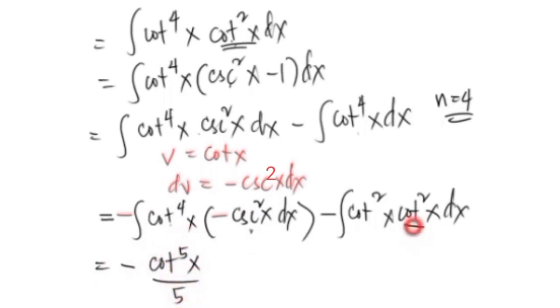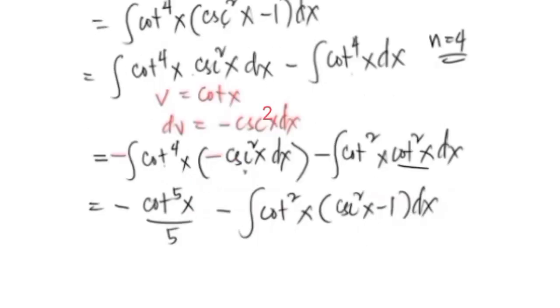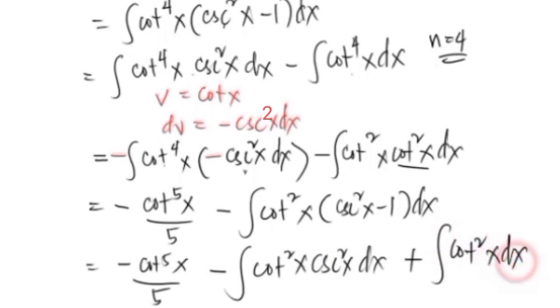Then for this, we express this cotangent in terms of cosecant. So we would have negative integral of cotangent squared x multiplied by cosecant squared x minus 1 dx. And this is negative cotangent to the fifth of x over 5 minus the integral of cotangent squared x cosecant squared x dx plus the integral of cotangent squared x dx.